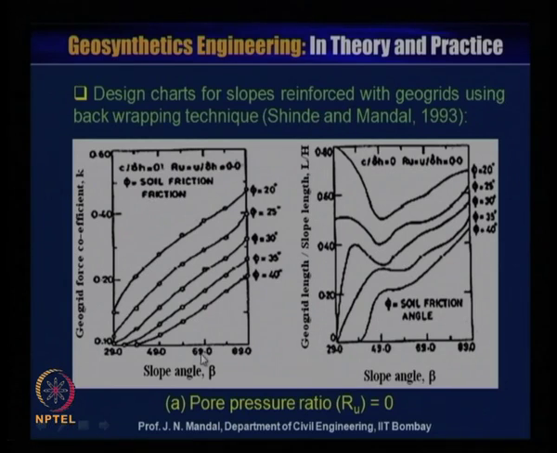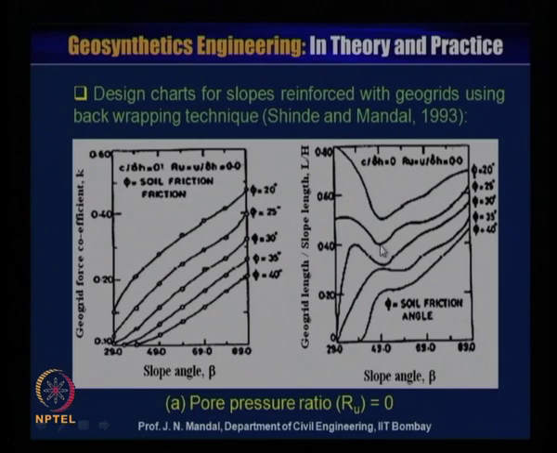So, knowing the value of beta and the soil friction angle phi, you can calculate the geogrid force coefficient, that is K required. So, you will be knowing K required. Then you can know what T is related to K, and can determine the strength of the geogrid material.